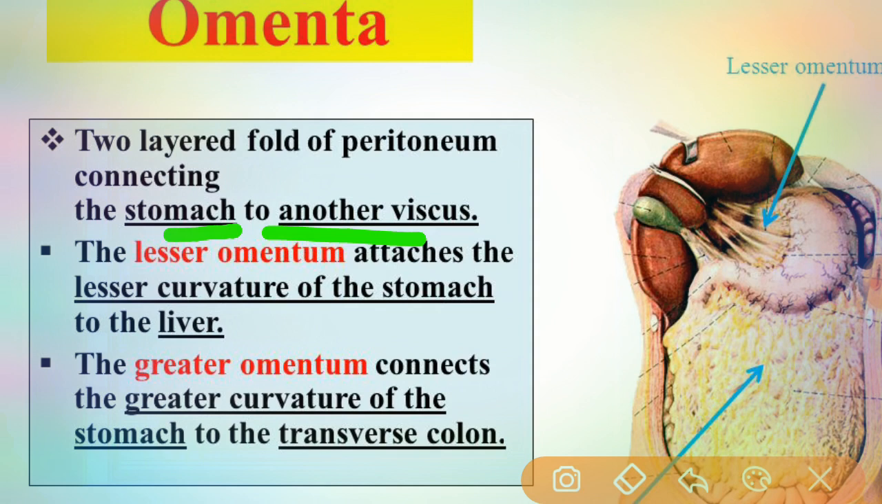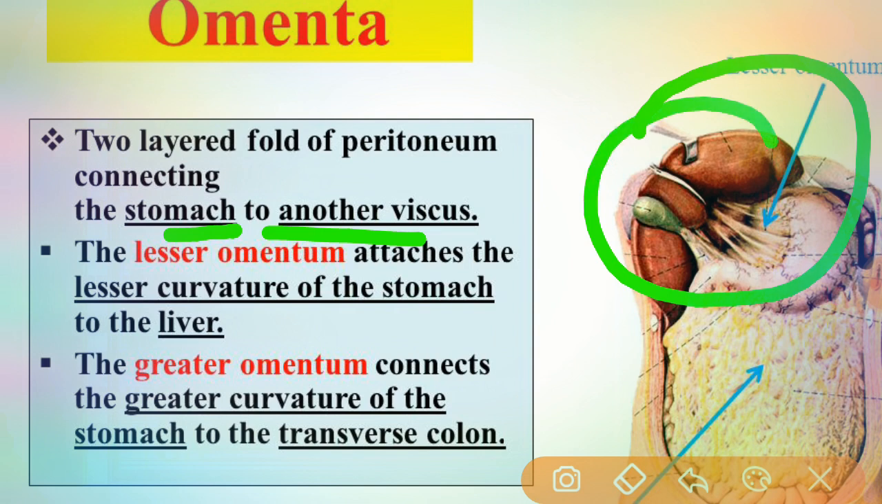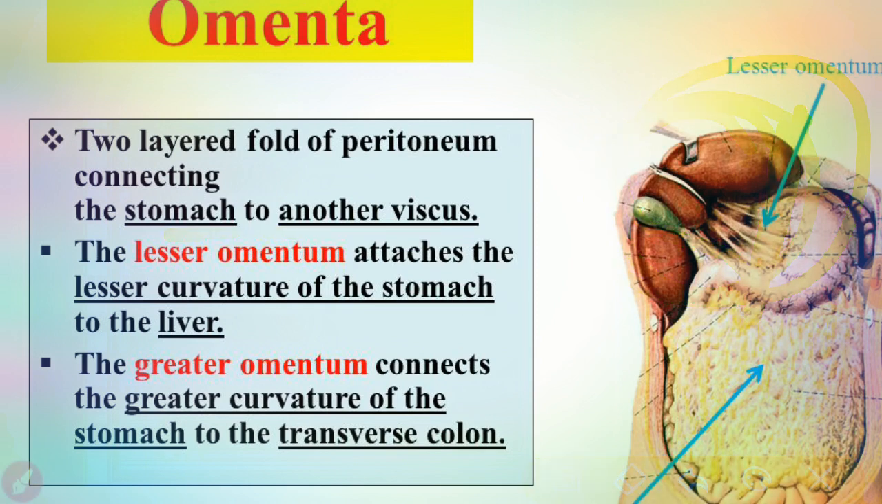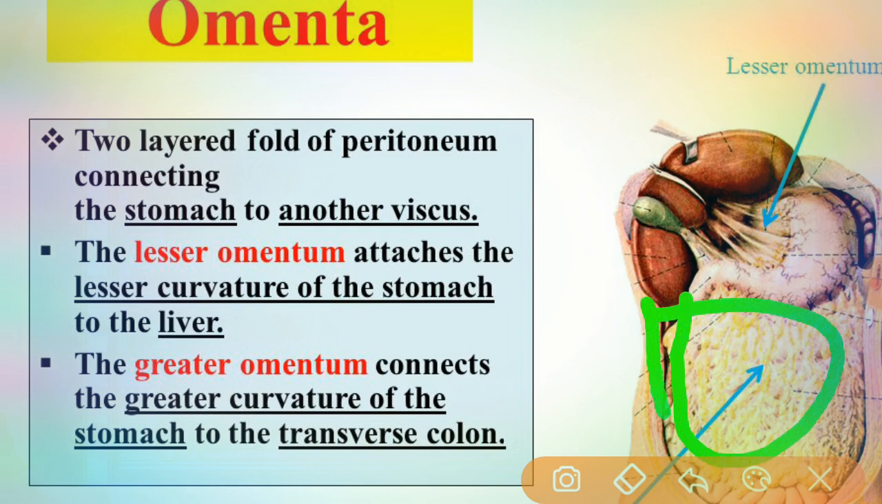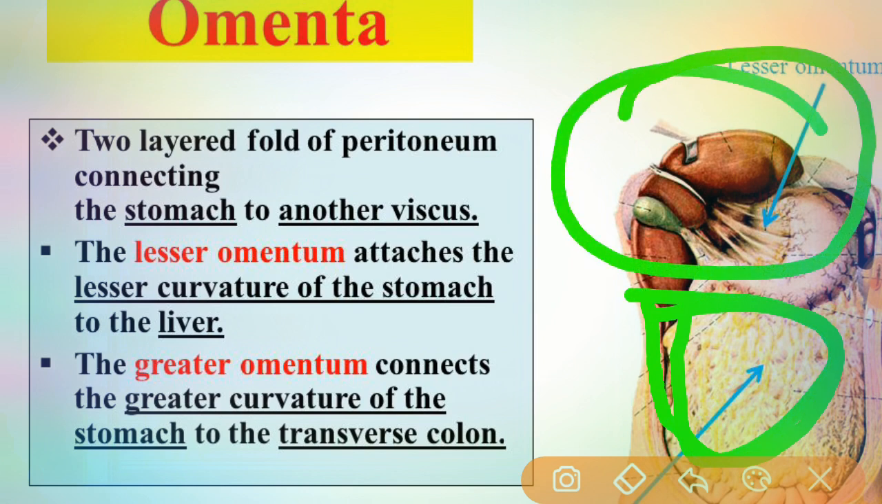Here we are seeing the lesser omentum. The lesser omentum attaches the lesser curvature of the stomach to the liver. So it has attachment towards the stomach and towards the liver. Then coming to the greater omentum, it connects the greater curvature of the stomach to the transverse colon. So the lesser omentum has the connection between the stomach and the liver, but the greater omentum connects the greater curvature of the stomach to the transverse colon. Okay?